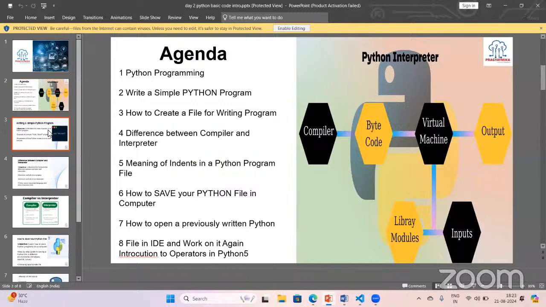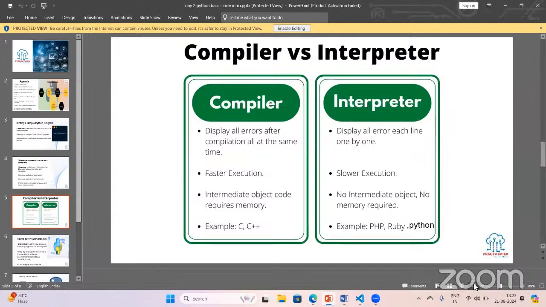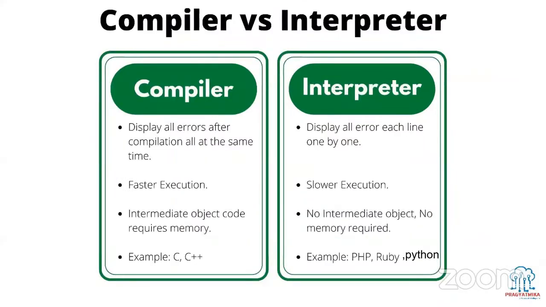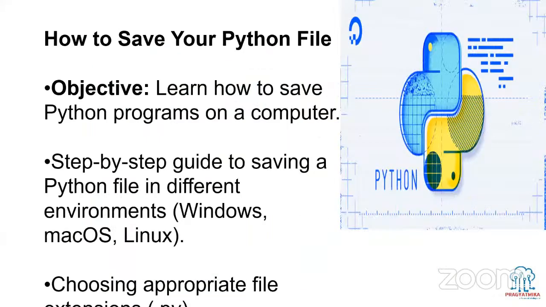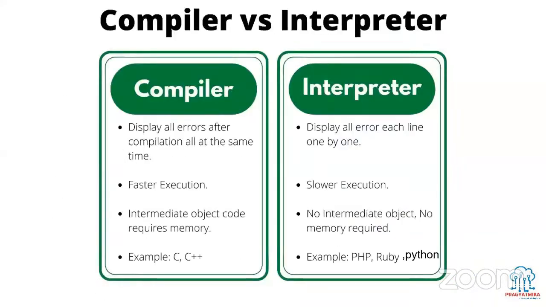Now I'll be discussing the differences between compiler and interpreter. Have you heard these words, compiler and interpreter, before? What is a compiler? And what is an interpreter? After discussing compiler and interpreter, we'll be discussing how to write a simple, basic Python program, how to save it, and how to create a new file.